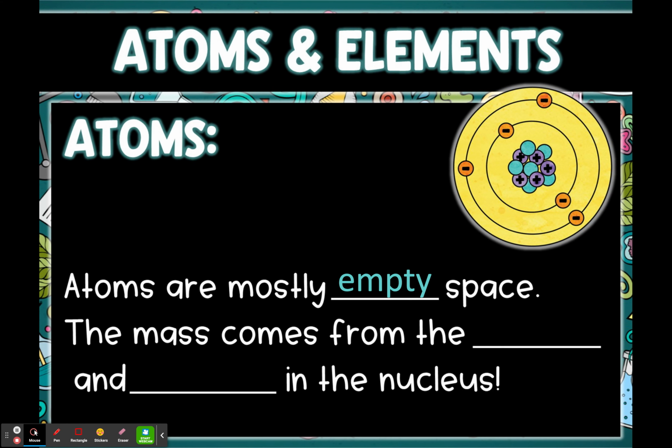Atoms are mostly empty space. The mass comes from the protons and the neutrons in the nucleus. So most of the mass comes from the nucleus, not the shells surrounding it that have the electrons. Remember, electrons have next to no mass to them.